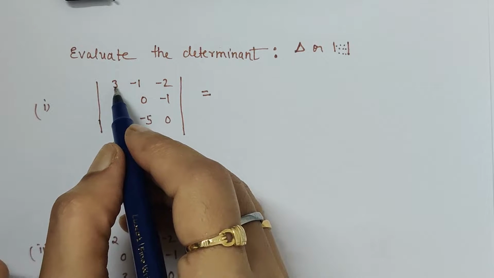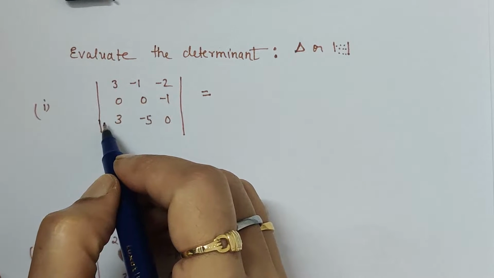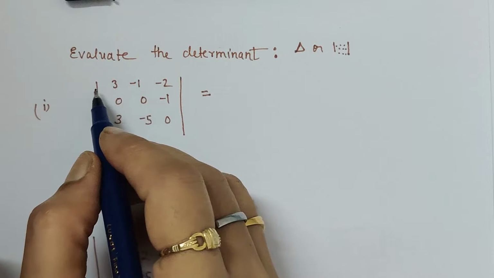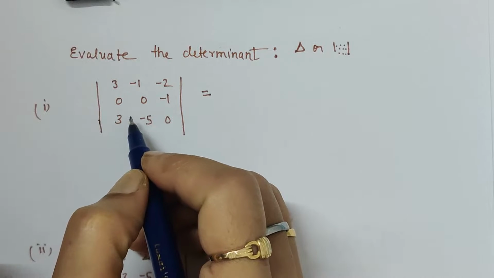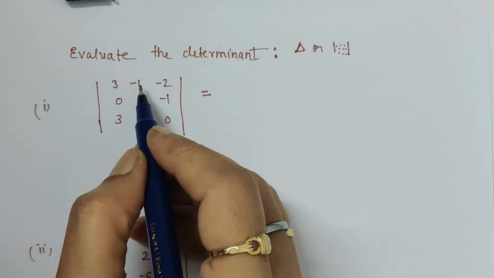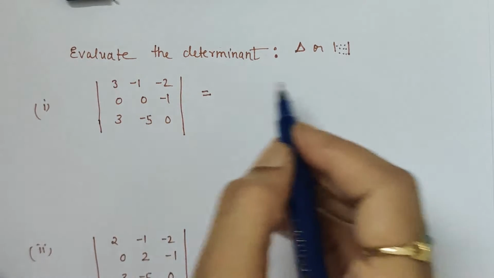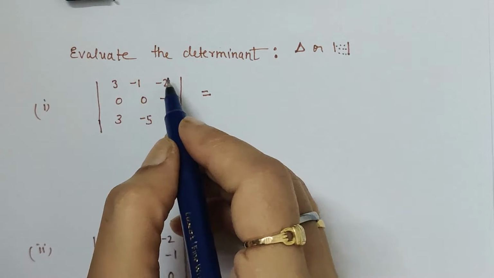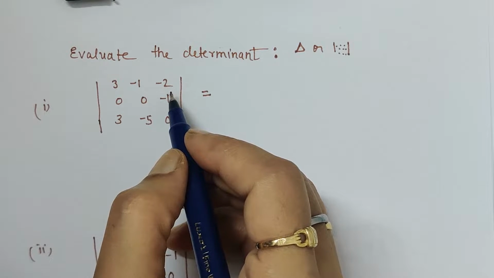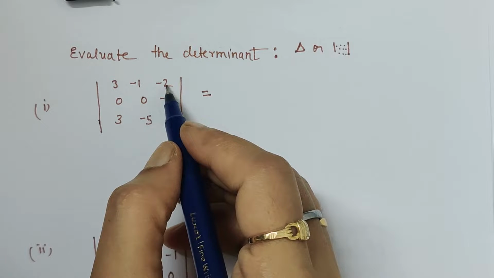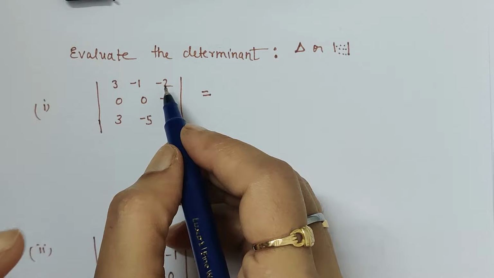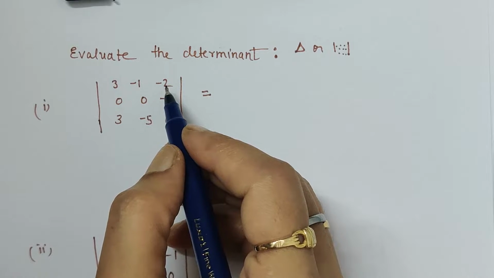like 3, its position is first row first column, so 1 plus 1 is 2, even position. But when I look at -1, it is in first row second column, so first and second add up to 3, so its position is odd, so it will have a negative sign while calculating. And -2 is first row third column, so 1 plus 3 is 4, so it is at an even position, so the sign will be positive. Only for the odd position elements there will be a negative sign, which is the important thing to remember.